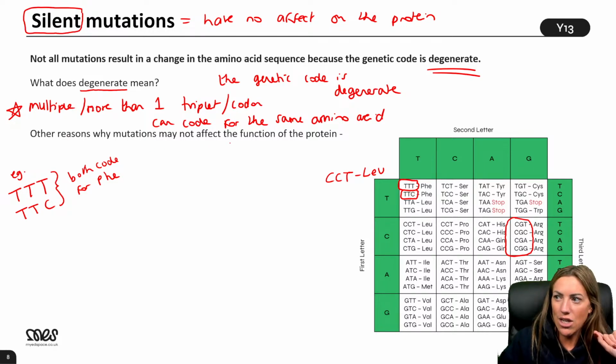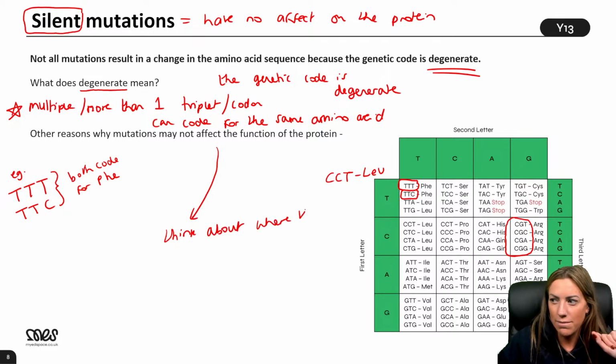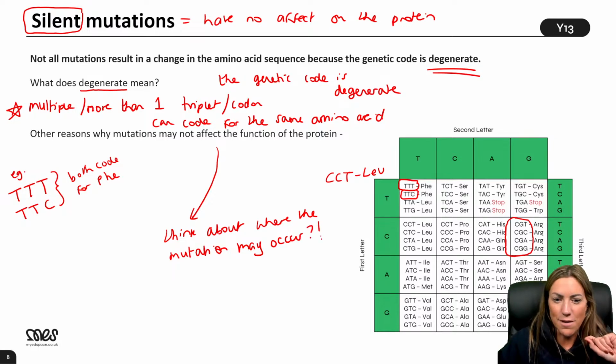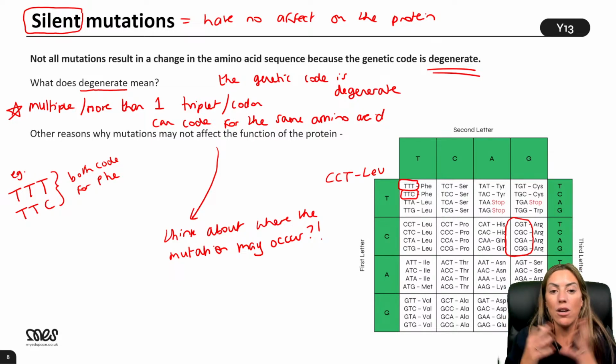Other reasons why mutations may not affect the function of a protein. Think about where the mutation may have occurred. See if you've done this before. Again, if you're AQA, you mention this in year 12. But if you're OCR, you don't mention this till year 13, just a slightly different order of doing things, but you will all do it. So think about where the mutation might occur and think, look, if there's a mutation in this bit of the DNA, it will have no effect on the protein.